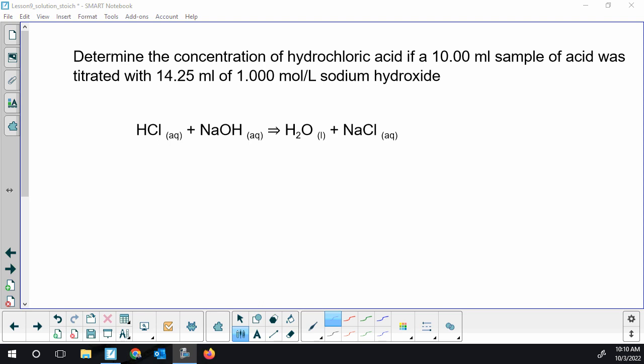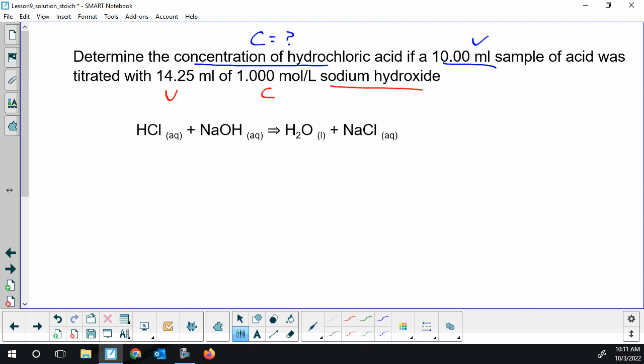So to determine the concentration of hydrochloric acid, we got our question right away. Now we're told the sample size of hydrochloric acid, and it was titrated with sodium hydroxide, and we're given the volume and concentration of sodium hydroxide. In titration analysis, you have to know both volumes, and you have to know one of the concentrations.